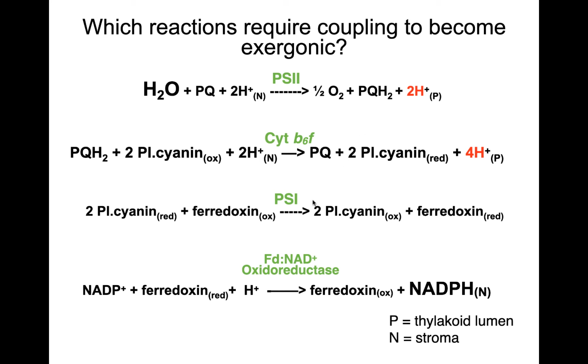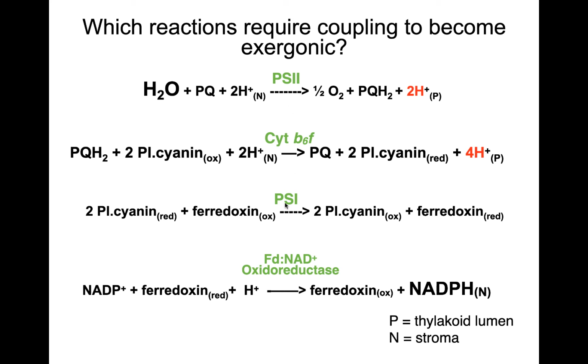Same thing here in PS1. If you compare the reduction potentials of plastocyanin and ferredoxin, you'll see that plastocyanin has a far higher reduction potential than ferredoxin. So this reaction would normally be endergonic. What then are these reactions coupled to make them exergonic? And did you figure out sunlight? If you did, you'd be right.